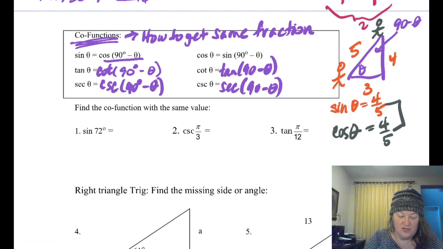Then the second part is you have to subtract to get to the other angle. So that's 90 degrees minus whatever the angle is that they gave you. So 90 minus 72 would be cosine at 18 degrees. Secant at pi over 3, okay, so pi over 3, 90 degrees would be half of 180. So that's going to be pi over 2. So I'm going to say pi over 2 minus pi over 3, which is another way to say 90 minus. And then I'm going to have to do ugly fractions. So this is going to be 3 pi over 6 minus 2 pi over 6. So this is going to be the same thing as secant of pi over 6.